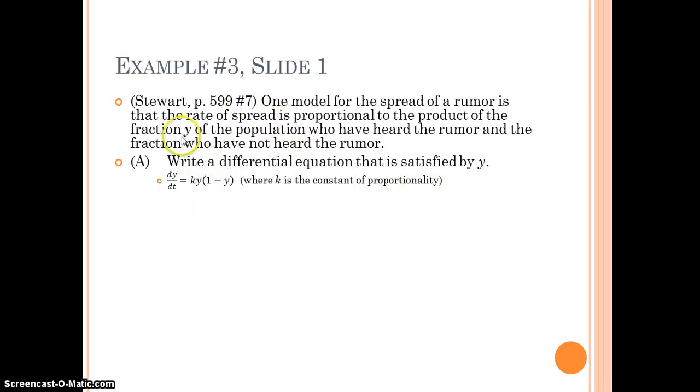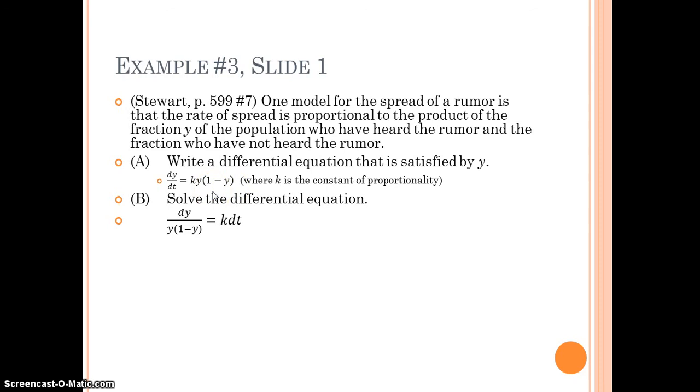and y is the fraction of the population who have heard the rumor. We also need to account for the fraction who have not heard the rumor, and assuming that our proportion adds up to 1, then our limiting factor is 1 minus y here. Part B, solve the differential equation.